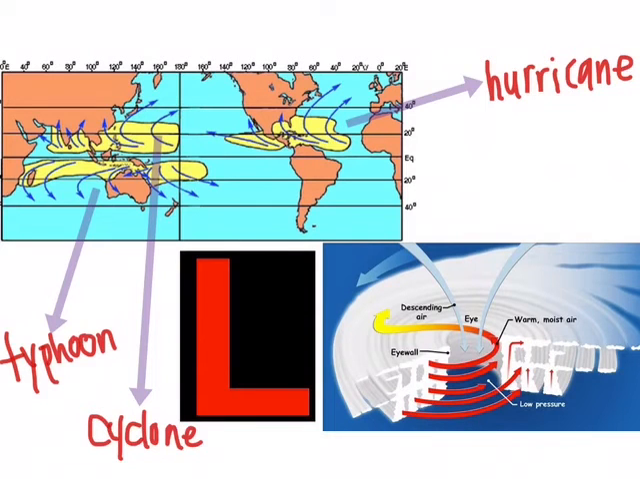Hurricanes actually have such low pressure that they have the lowest pressures ever recorded in a storm. And this pressure difference is what leads to the inward spiraling of the winds. So the winds are not going outwards, they're spiraling towards the middle, towards the eye.